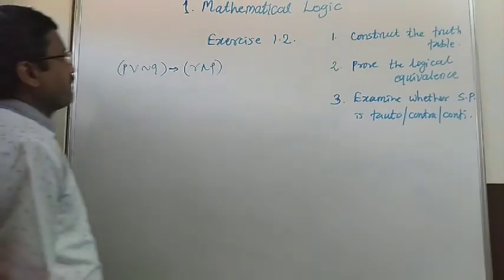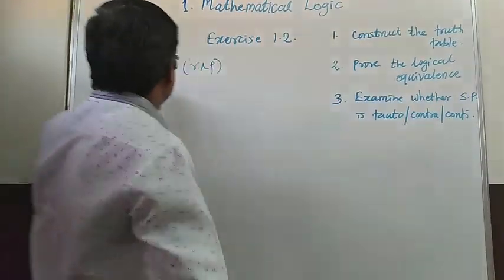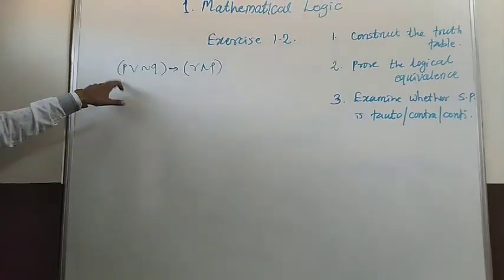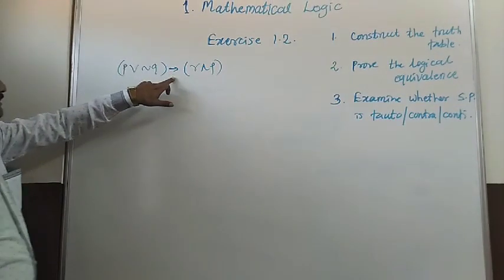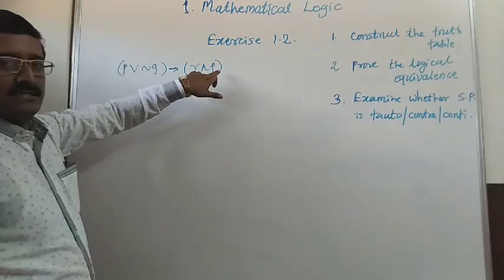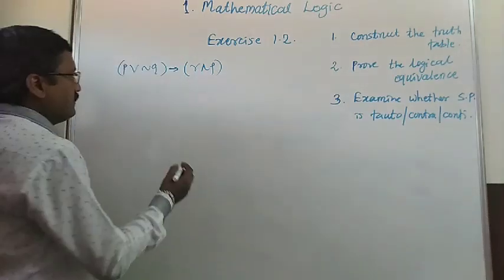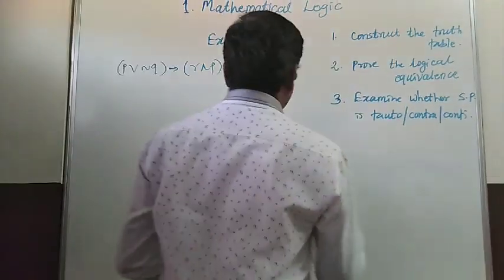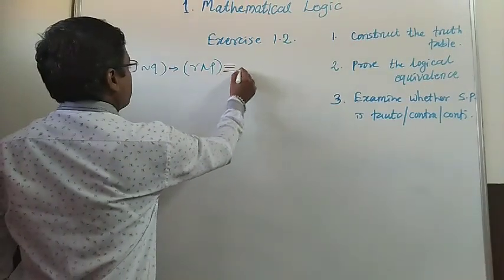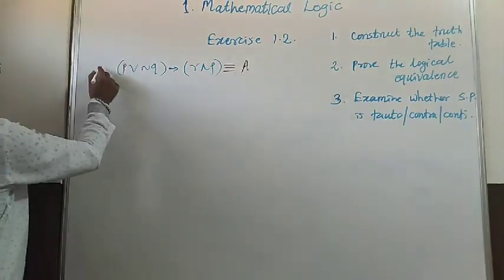For the first type of example, let us take this statement pattern: (P or negation Q) implies (R and P). Let us call this statement pattern A.